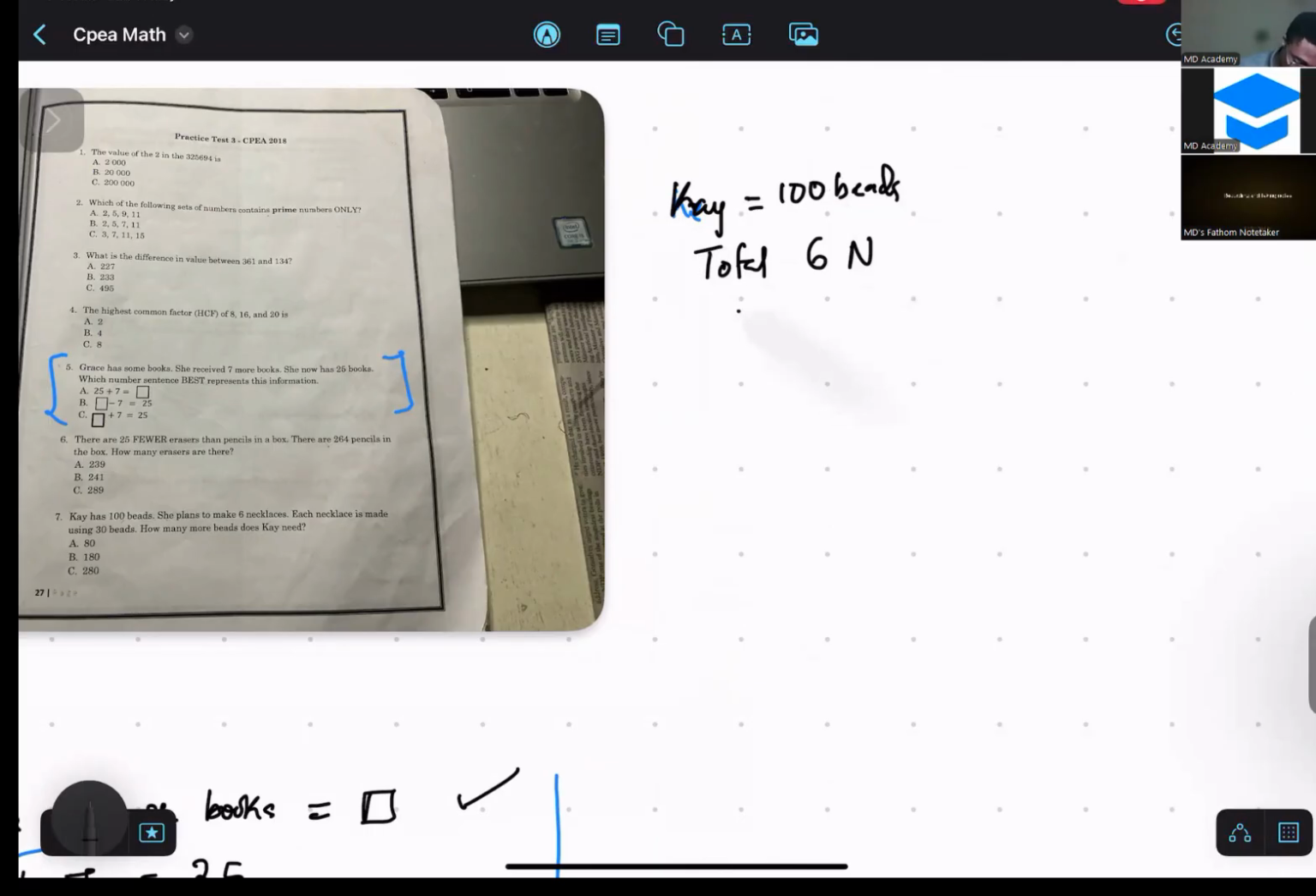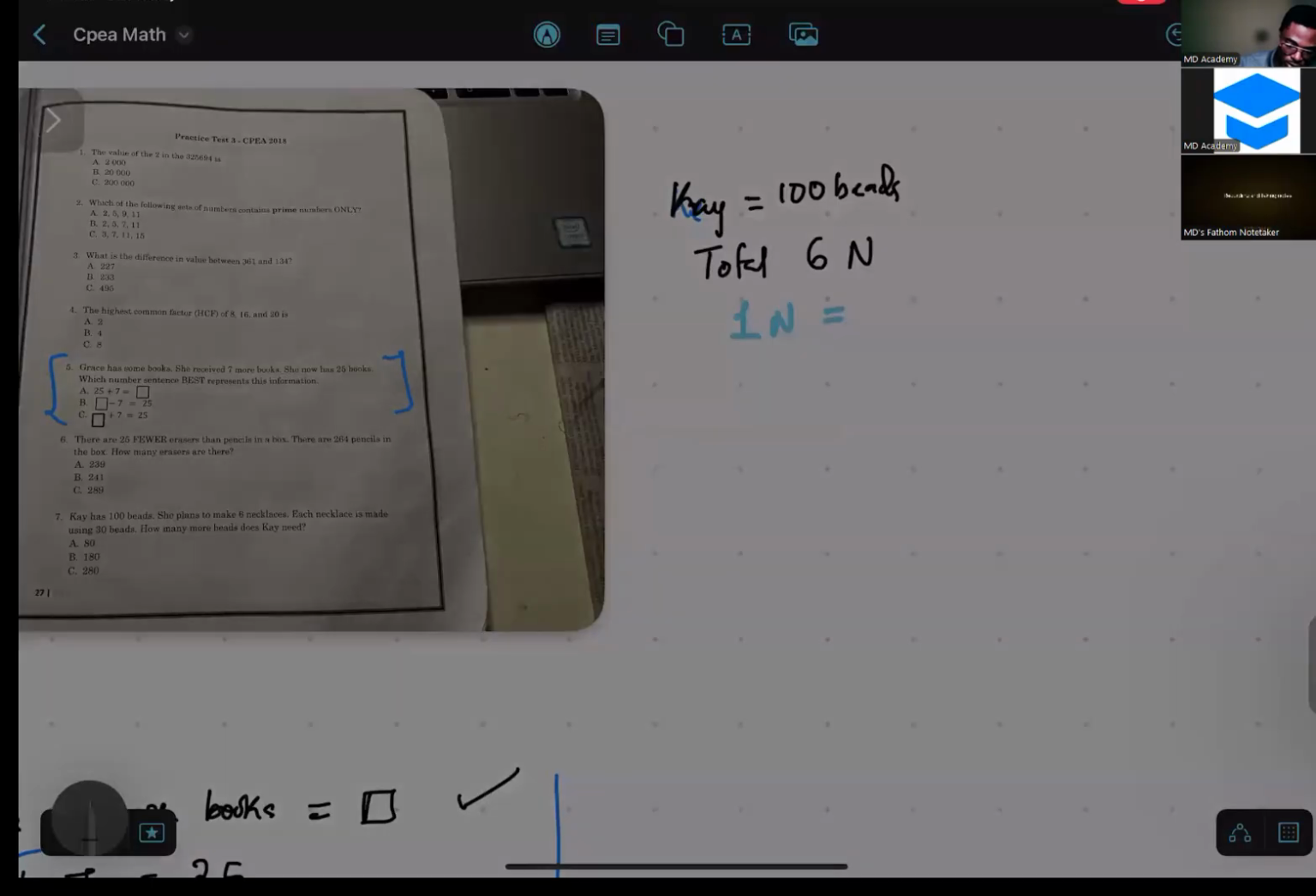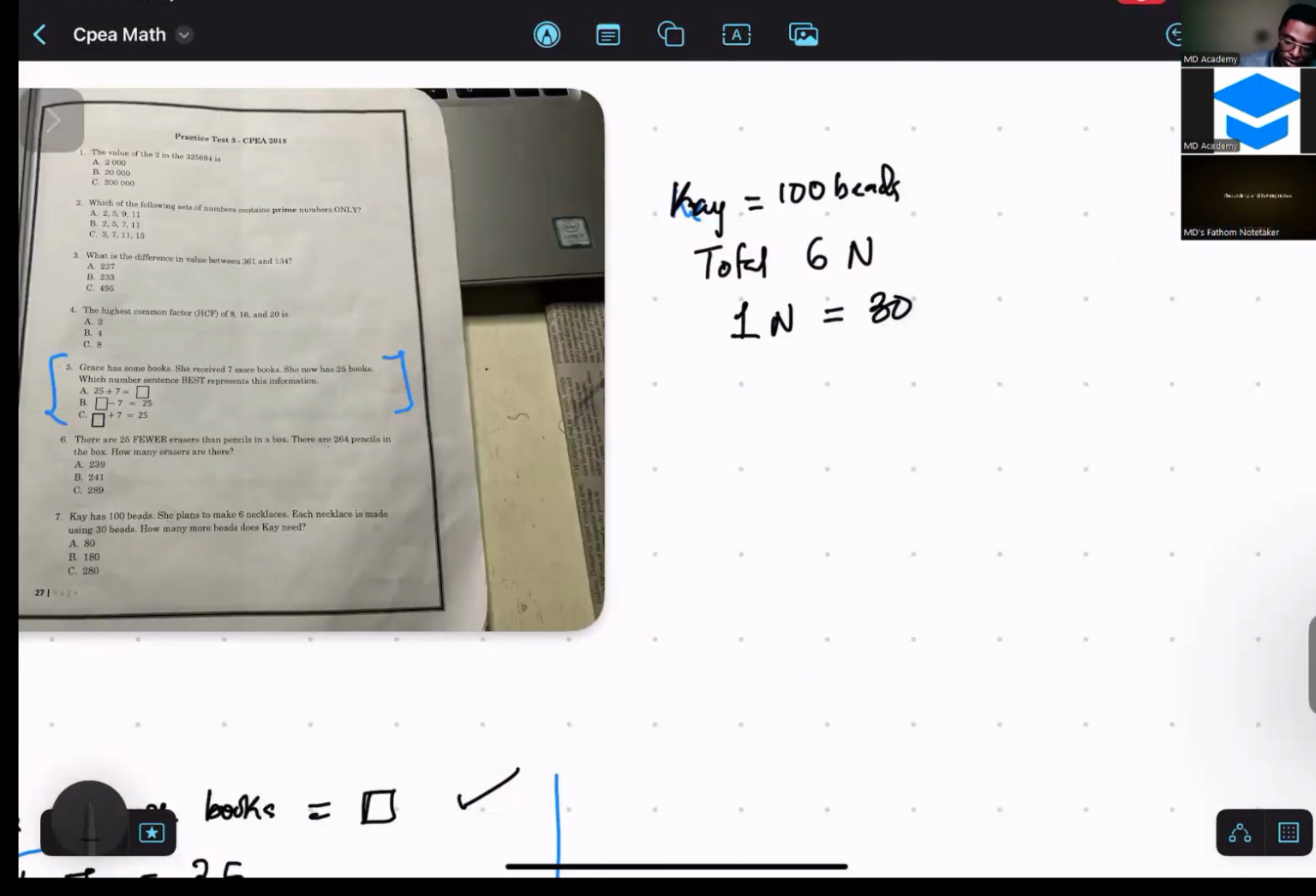Now this is the way you translate this. You would say each, which is 1, each means 1 necklace is made using 30 beads. It means that the 30 beads is equal to 1 necklace because it's made using 30 beads, right? Therefore 1 would be equal to 30 beads. This is actually a very important relationship. All right, so they've created a relationship between the necklace and the beads, and this is what you're looking for. All right, this is a simple way to express it.